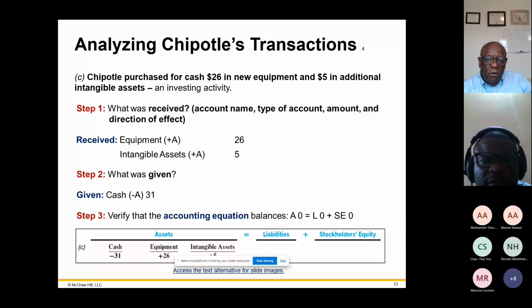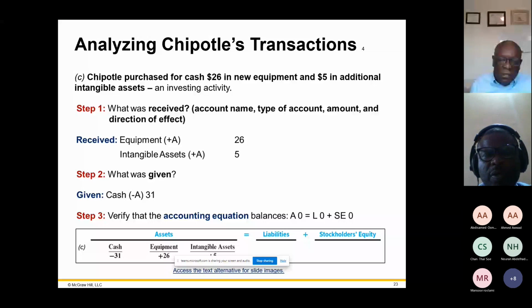The company purchased for cash $26 in new equipment. We are using small numbers in our illustration so that it will be easy for you to understand. You will know that a factory equipment will not cost $26, maybe $26 million. But let's forget about all the millions. Let's look at the numbers. So we use those numbers to illustrate. The company purchased for cash $26 in new equipment, and $5 in additional intangible asset. So that would be an investing activity.